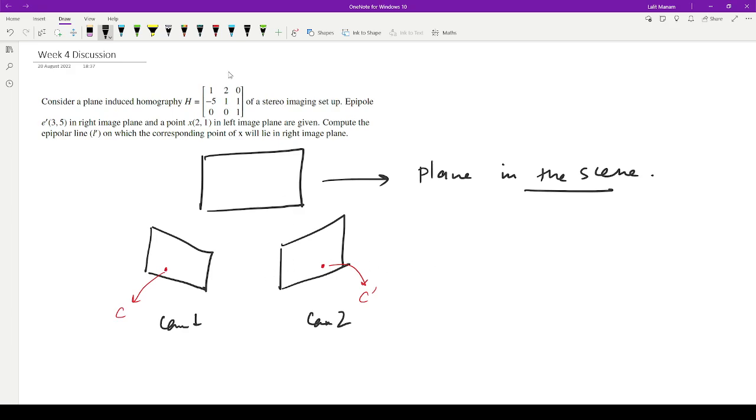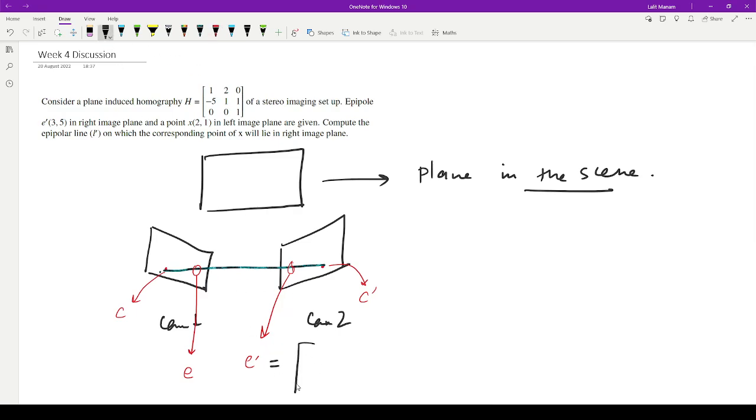That means if we try to draw a line like this, it will intersect somewhere here. So this intersection is E prime and this intersection is E. That means you're trying to image the other camera center. That's all. So we are given E prime.